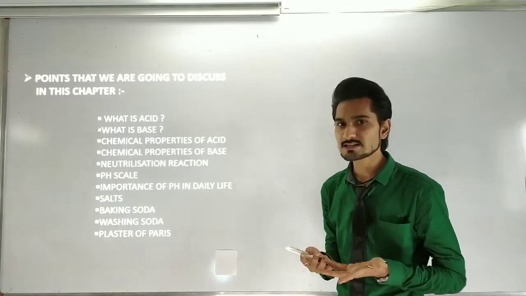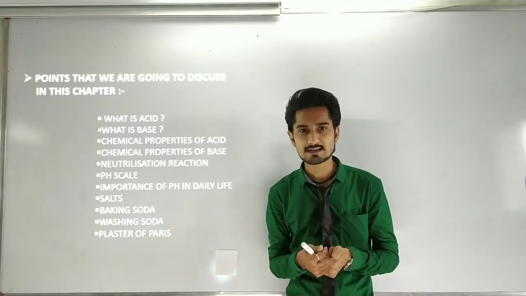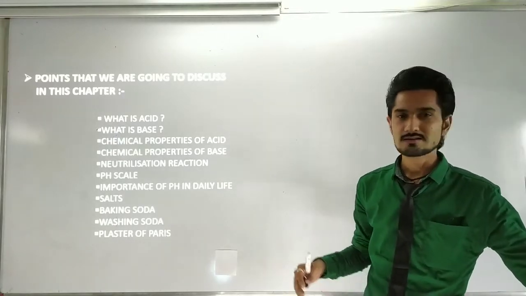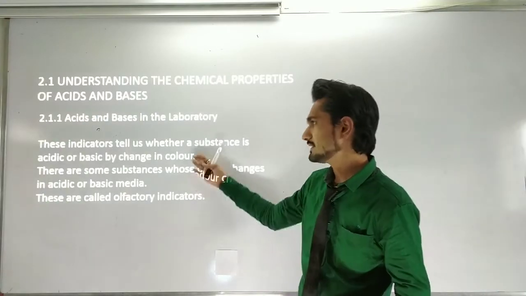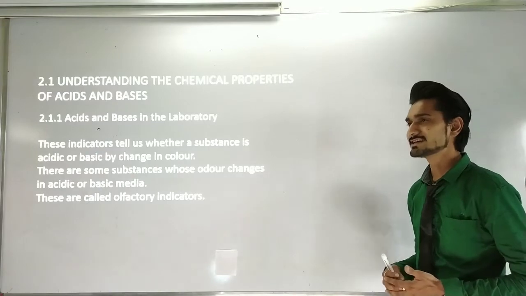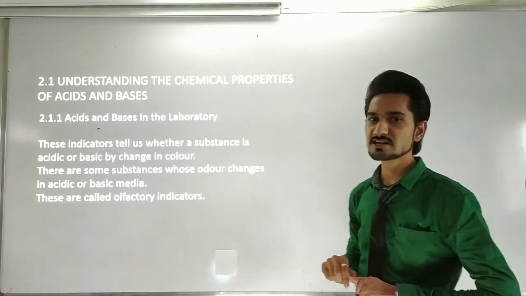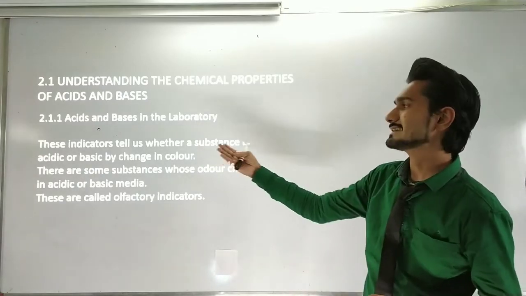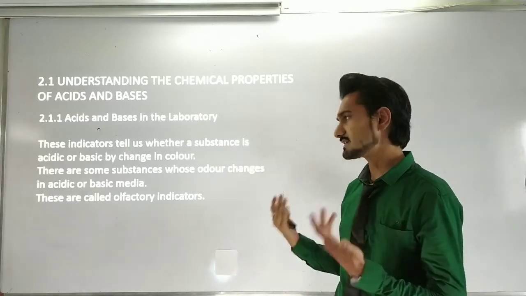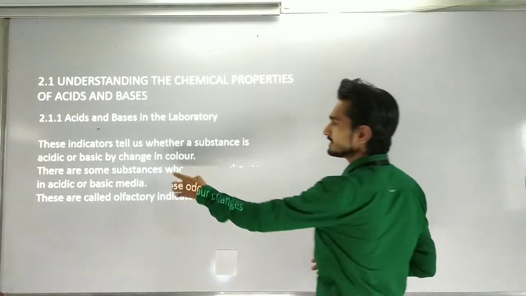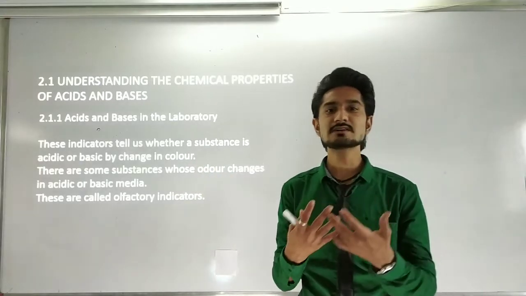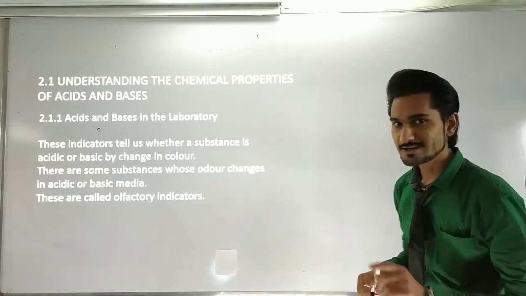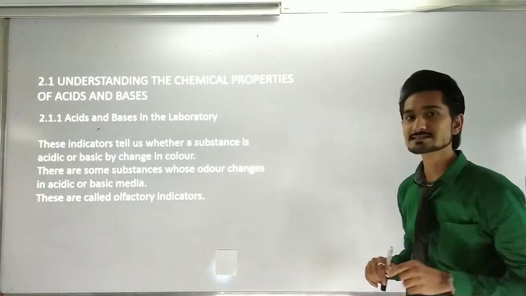What is another method to check? I have to check with the olfactory indicator, which indicates whether the substance or liquid we are checking is an acid or a base. Before understanding the chemical properties of acid and base, we can check acid and base in the laboratory by indicators. As I have told you, an indicator tells us whether the substance is acidic or basic in nature by changing color. So we have to use litmus paper for that. It is another method for checking whether a substance is an acid or a base.